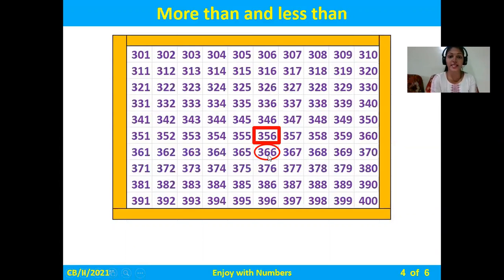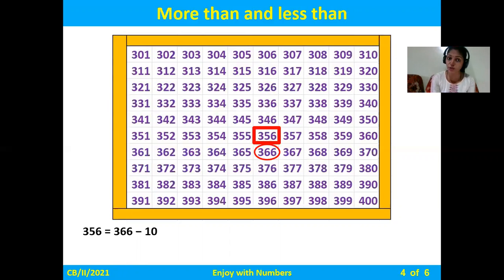We have 6 in the 10th place, and when I say one less, it becomes 5. So the answer would be 356. So 366 minus 10, you have to do it quickly. How? When I say 10 less, you have to reduce one number in the 10th place. When I say one less, reduce one number in the ones place. This is how you can do it quickly.